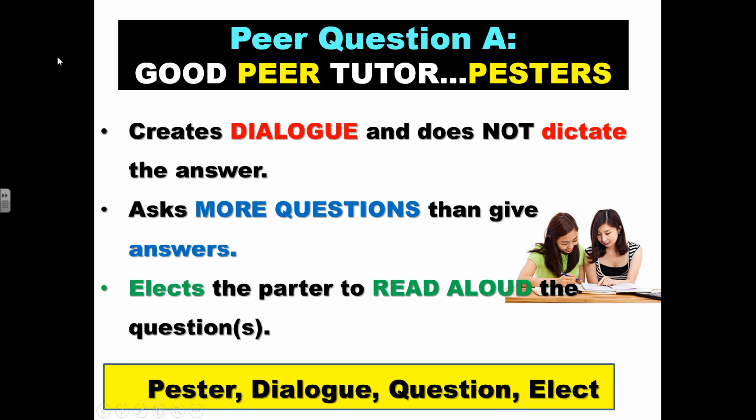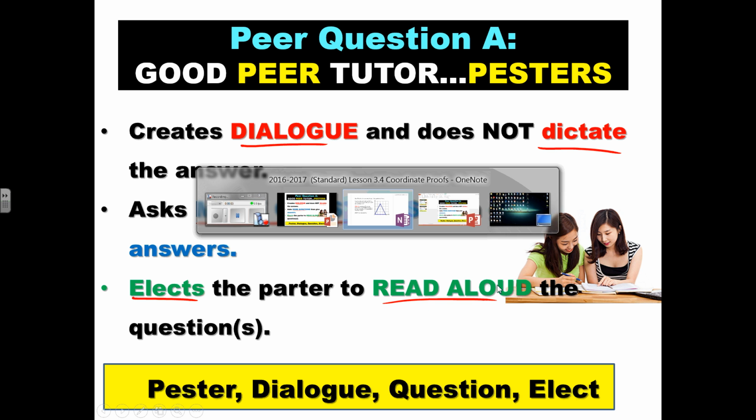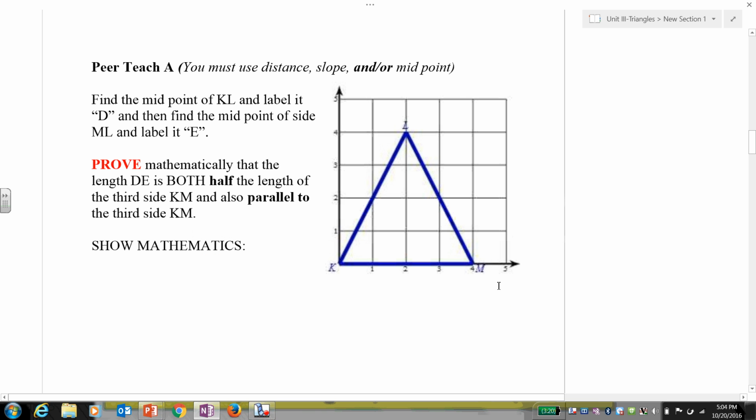X's to your question A. Remember, a good peer tutor pesters. A good peer tutor creates dialogue, not just dictates answers. They ask more questions, then give answers, and they elect the partner to read items aloud. We're going to work through each A problem, and then you're going to be coaching your partner through the problem.